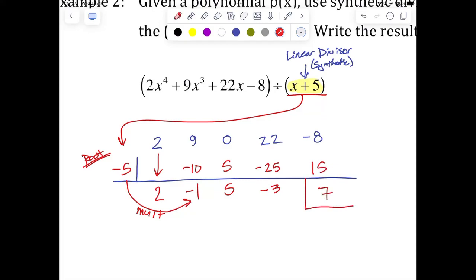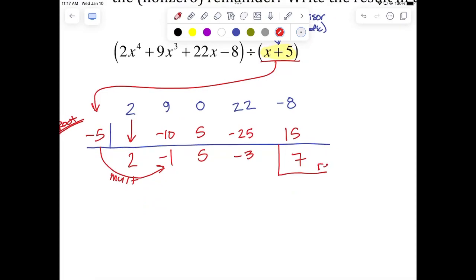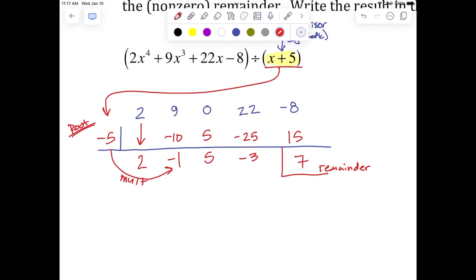7 is our what? Remainder. Does that polynomial x plus 5 go into the other one evenly?